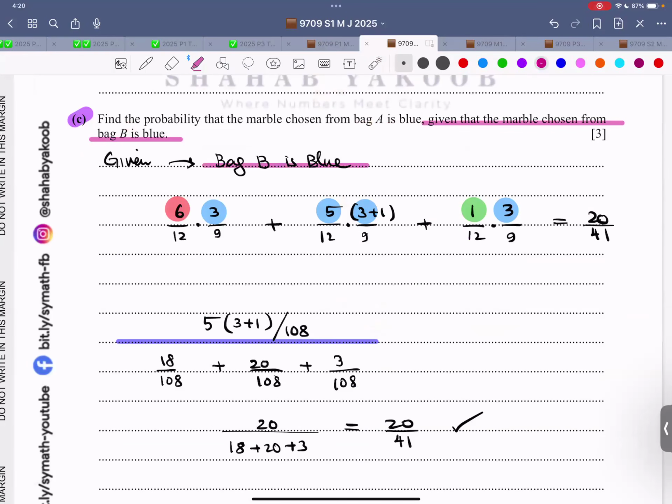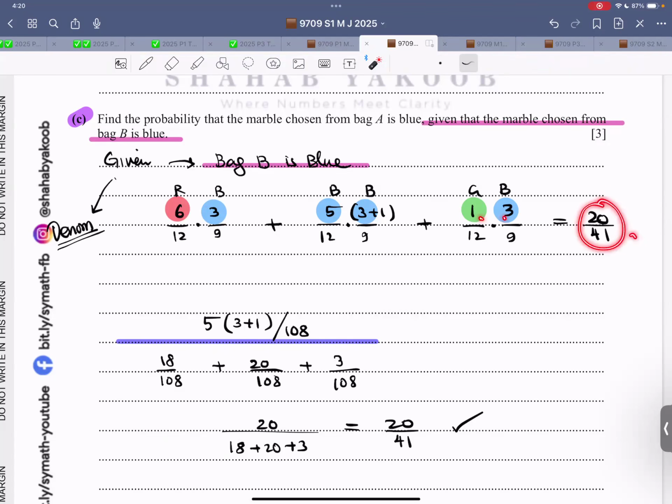So that means it could be, let me write over here, red, blue, or blue, blue, or green, blue. That is the denominator. So given that becomes the denominator of the conditional probability thing. So now over here, 6 into 3, that is 18. 5 into 4, that is 20. And 1 into 3 is 3. This is the reduced answer that is written over here.